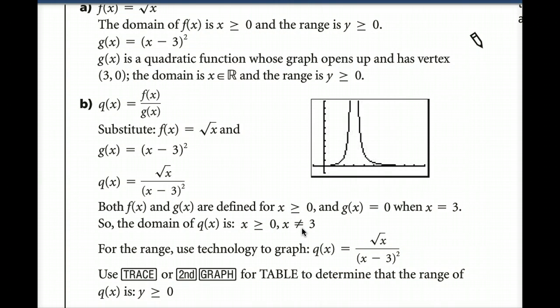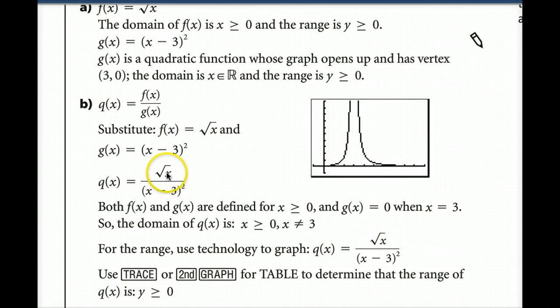And then to look at the range, from this equation it's actually not that difficult to figure out. You can see the numerator is a square root, so it's supposed to be positive. The denominator is something squared. It can always be positive, and it can be 0.